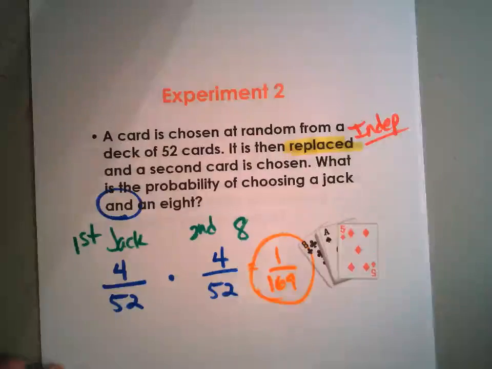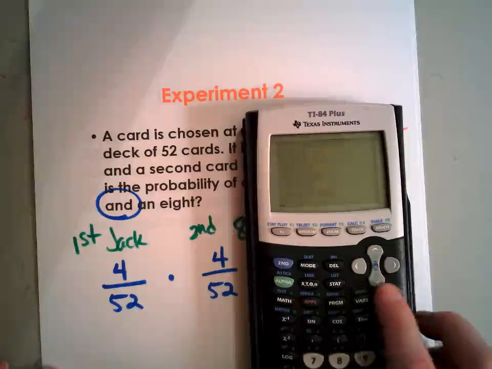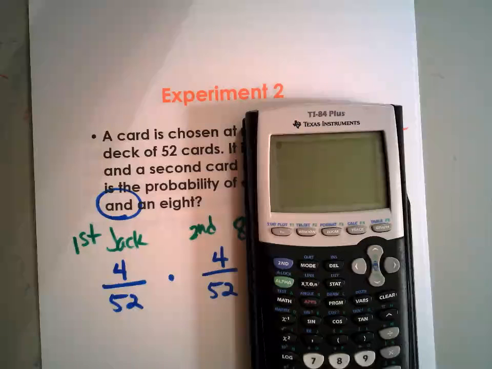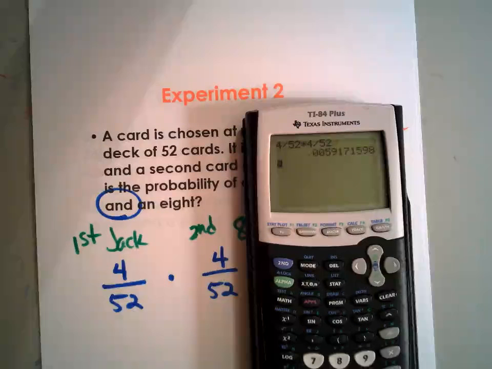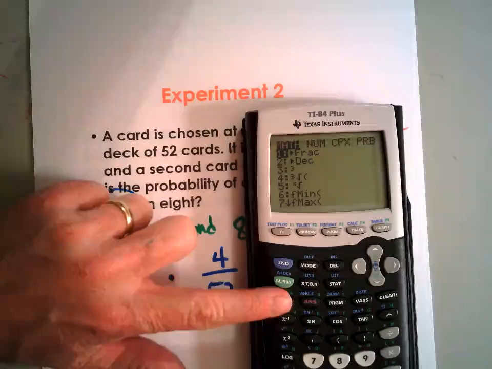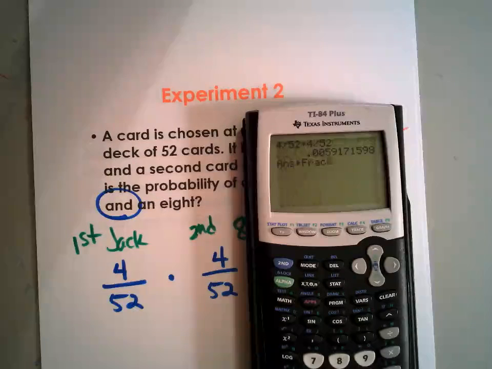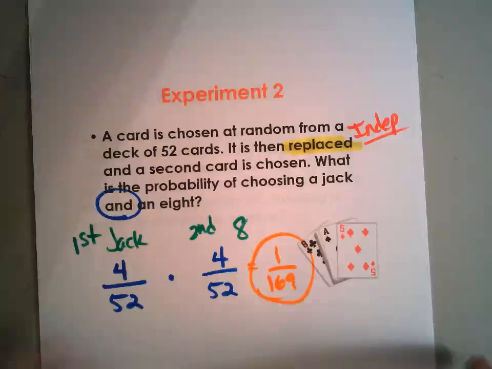You can do that also with your graphing calculator. I just think it's going to be faster with the 36X Pro. So if you did 4/50 seconds times 4/50 seconds and hit enter, and then you just hit your math enter button. So math, and come down and hit enter twice. 1, 2, and it'll give you the same 169. So I just prefer the 36X Pro in that situation.